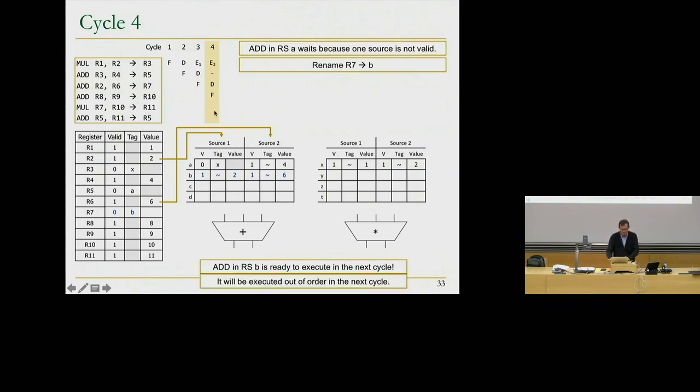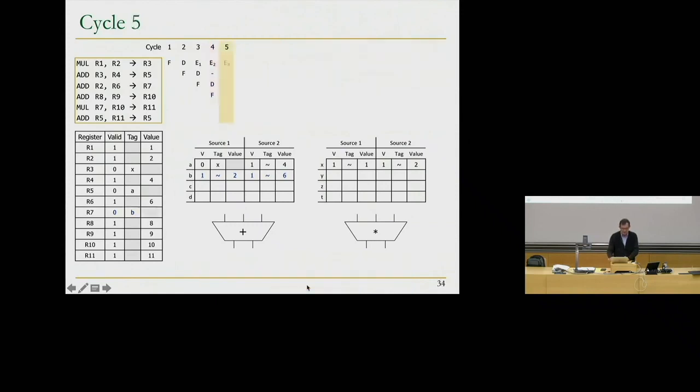Okay, let's take a look at the next cycle. So basically, this instruction will be executed out of order in the next cycle. Next cycle, this multiply is still executing. This add is still waiting in A over here. Now this add can start executing because its source values are both valid. And that's the part of out of order execution. Essentially, we've enabled the execution of this instruction without stalling the pipeline for this instruction that was dependent. And this instruction starts executing out of program order.